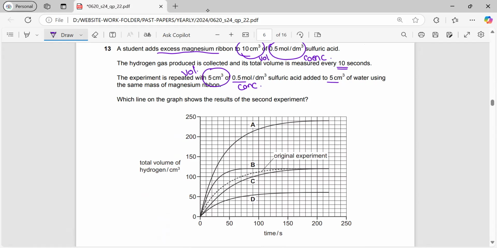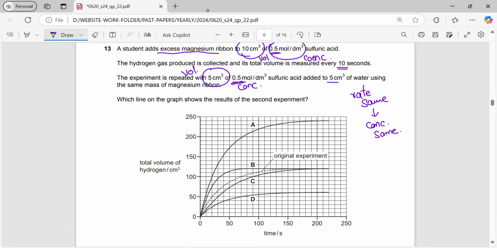So it means that the sulfuric acid volume taken is less. Previously, 10 cm³ of sulfuric acid was taken. Now they have taken 5 cm³ of sulfuric acid, but they have added 5 cm³ of water to it. That means that the concentration is decreased. According to the statement, 0.5 mol is taken in the first experiment and 0.5 moles are taken in the second experiment. So one can assume that the rate will be the same, because the concentrations are also the same.